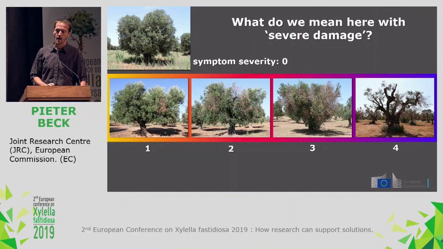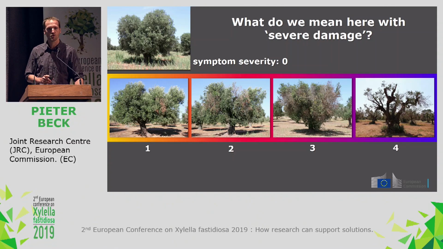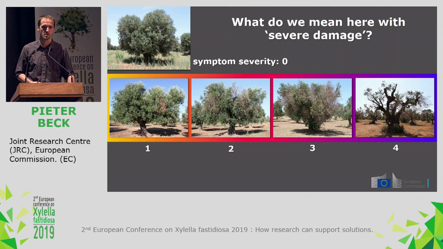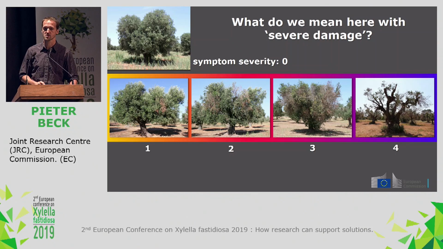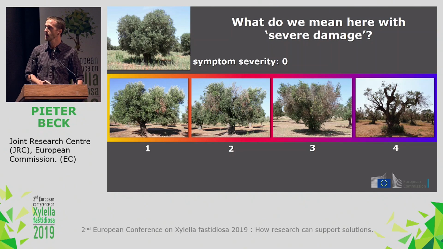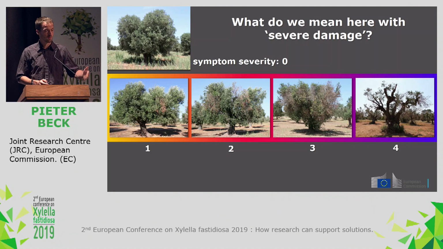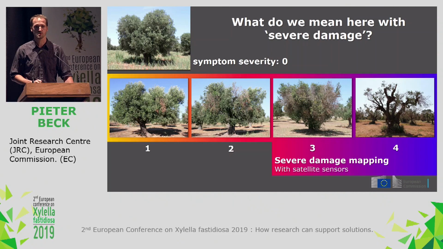What do we mean with severe damage? Let's establish that. Here is a series of photos illustrating a damage scale from 0 in the top left, which is an entirely healthy looking tree, to number 4, which is a tree without any live branches or many live branches left. And then steps 1, 2, and 3, which are the transition from 0 to 4. When we talk about severe damage, as we define it here, we focus on levels 3 and 4, really. So very conspicuous damage at the level of trees, and that is what we try to monitor with satellite data.